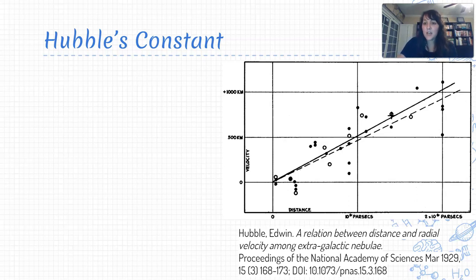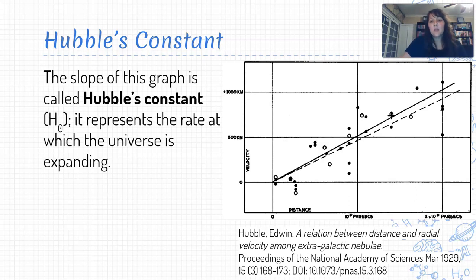We've established a linear relationship between the distance and the velocity of a particular galaxy. Now, the slope of that graph has a special name. We call it Hubble's Constant. It's basically giving us a measure of the rate at which the universe is expanding, because it's telling us how quickly things are moving away from us as a function of their location with respect to Earth.